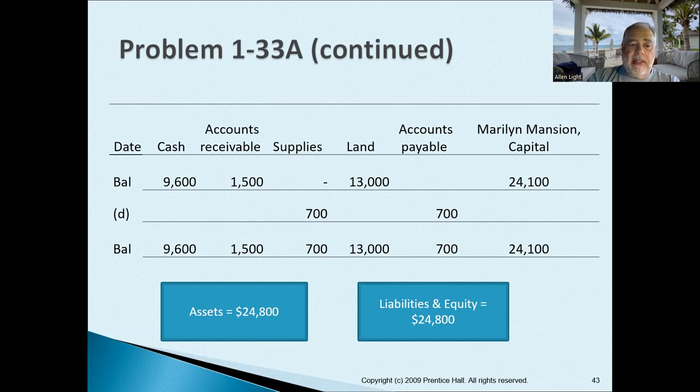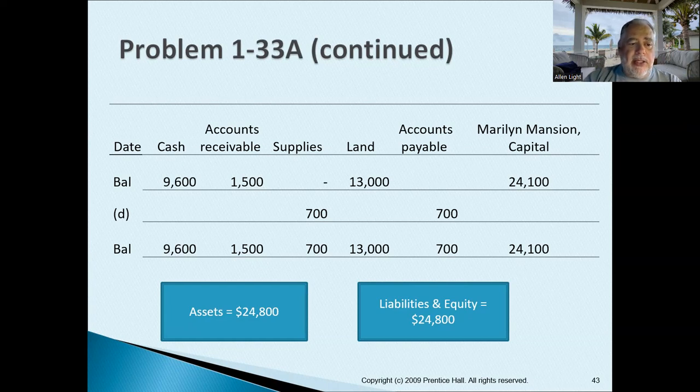So I'm going to add 700 to supplies, but I created a debt, a liability of $700. So it goes into a payable account because I have to pay it. So that now has a balance of 700. Remember, before it had 4,000. I paid it. Now I've added 700 more to it that I owe.